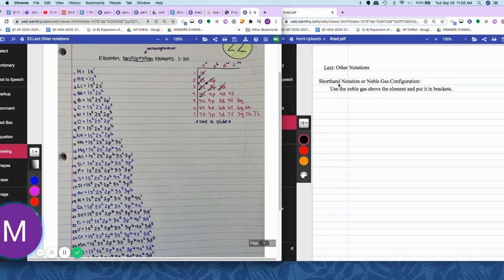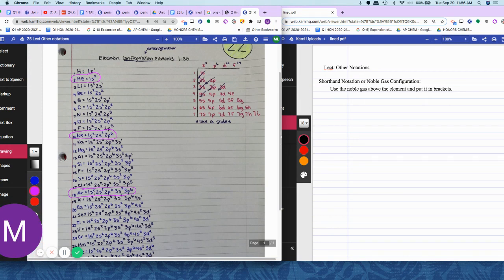The first one is called shorthand notation, or a shortcut, or sometimes we use noble gas configuration, and I'll tell you why in a minute. For this, we use the noble gas above the element and we put it in brackets. Okay, so looking at this, I'm going to go ahead and circle the noble gases first. So helium is a noble gas. Okay, neon is a noble gas. And so is argon. Okay, I believe those are the only noble gases here.